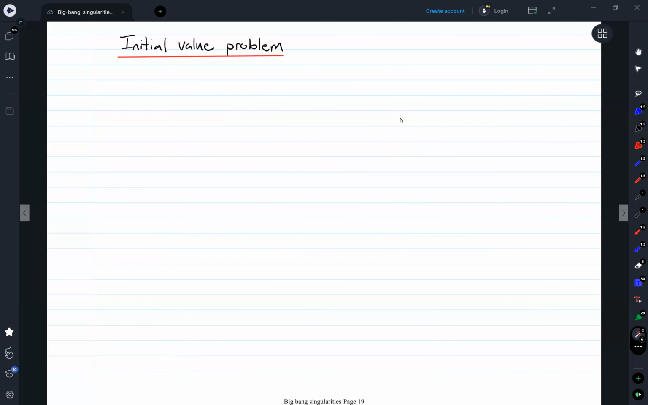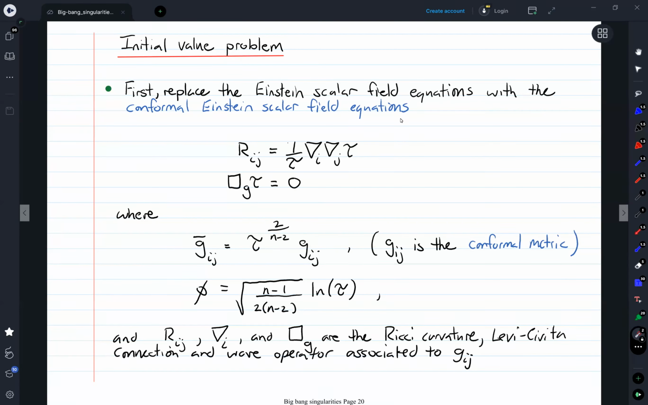So, the initial value problem. For people who don't think in the initial value problem world, this is an introduction, and if you do, that's okay, you will understand what I'm talking about. This is the way that I think about the Einstein equations, almost exclusively as an initial value problem.